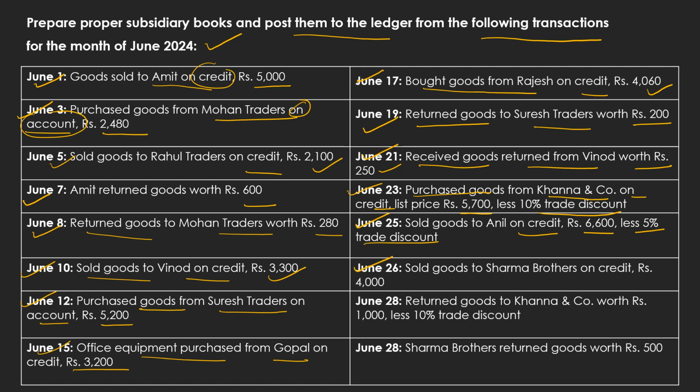June 26th, sold goods to Sharma Brothers on credit rupees 4000. June 28th, returned goods to Khanna and Company worth rupees 1000 less 10% trade discount. June 28th, Sharma Brothers returned goods worth rupees 500. So this is the question. Let us see the solution and do the balancing of accounts, that is the ledger accounts.